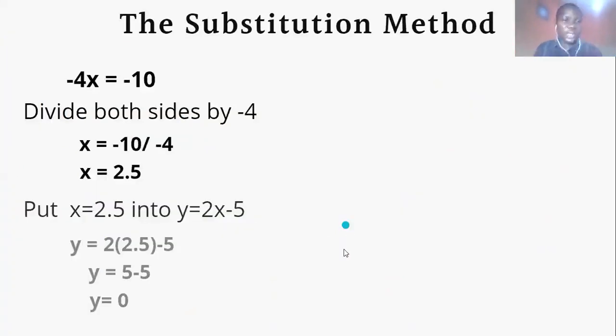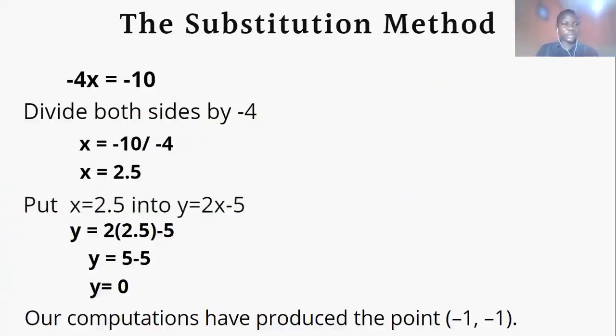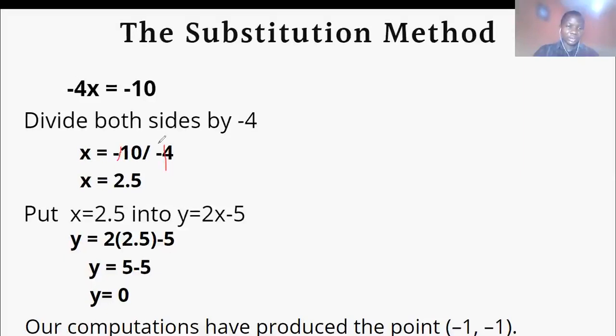Okay. For the next page, we have minus 4x is equal to minus 10. So we have to divide both sides by minus 4. After dividing both sides by minus 4, you see that the negative sign, we take off the negative sign. We can divide through by negative. We are going to have 2.5 as our x.